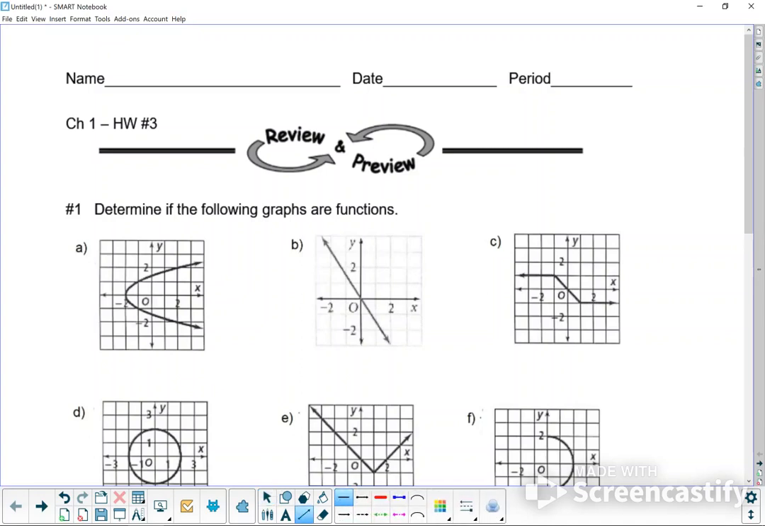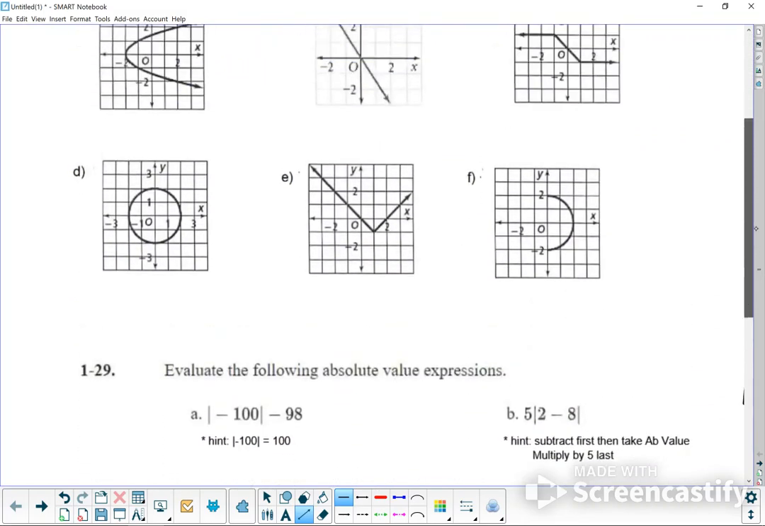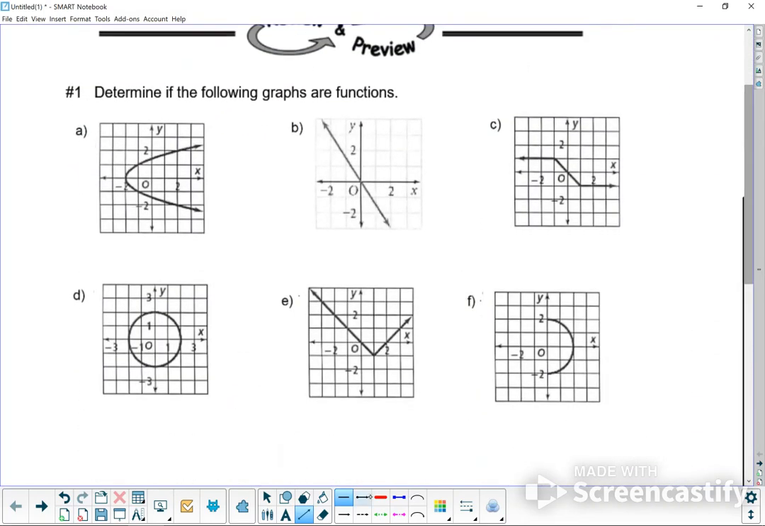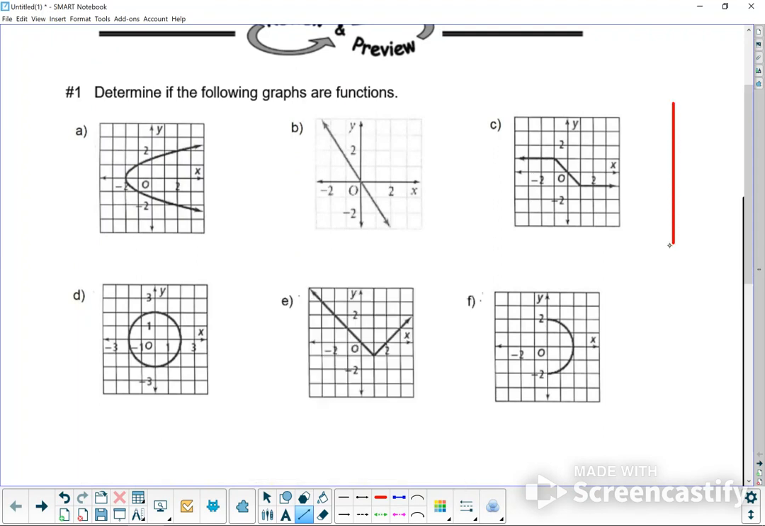Right, so number one, we're going to determine if the following graphs are a function. We're going to use something we call the vertical line test. We talked a little bit about that today in class. The vertical line test is exactly what the name suggests. You make a vertical line, make sure it's not crooked, make sure it's straight up and down, and you take it across each graph and find out if it crosses it once. If it crosses it once, it's a function. If it crosses it more than once, it's not.